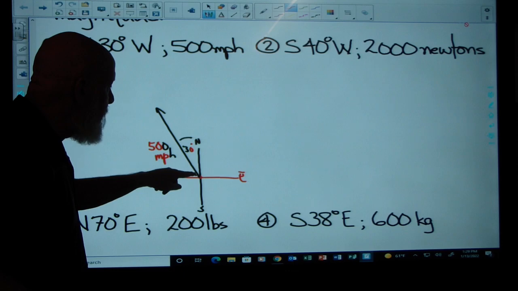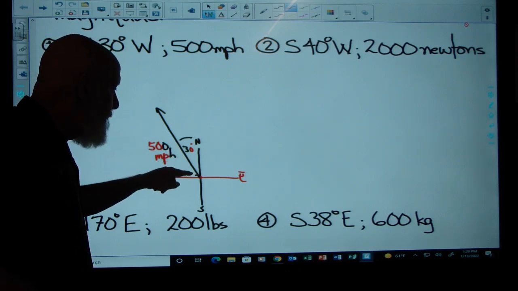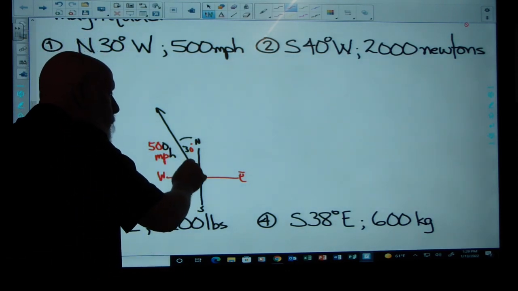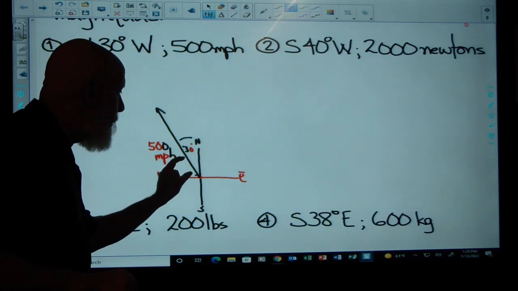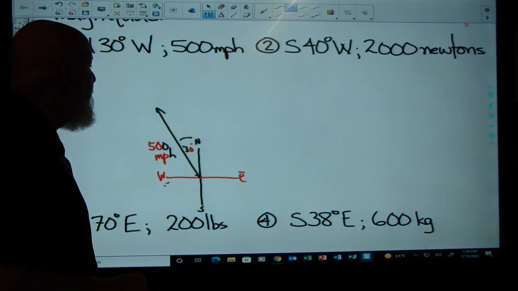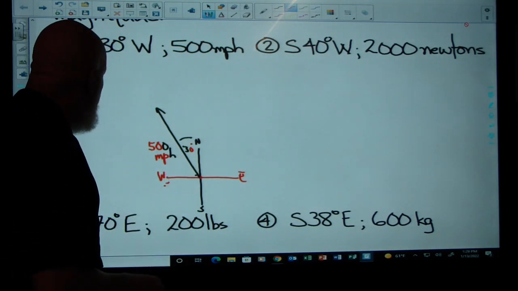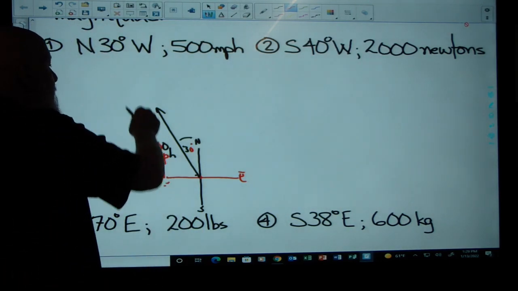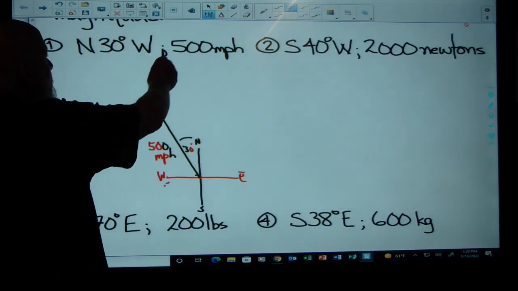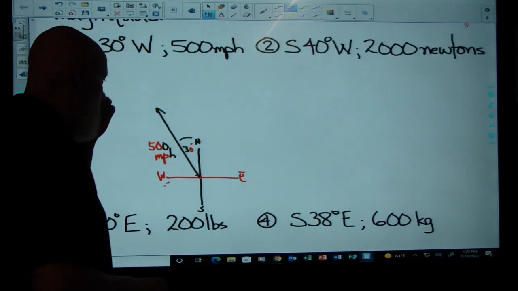If that was 500 miles an hour, then half of that would be 250. 1/5 of it would be 100 miles an hour. 100 miles an hour would be that long. We try to stay fairly consistent when we're sketching. We're going to be sketching by hand, so we're not going to expect perfection, but that's an idea of what north 30 degrees west, 500 miles an hour might look like.